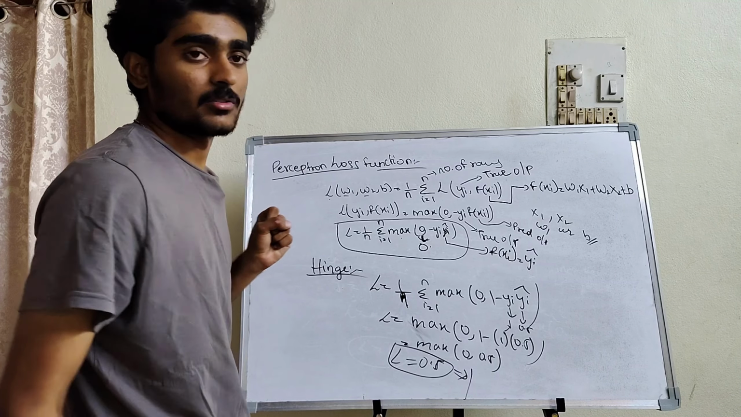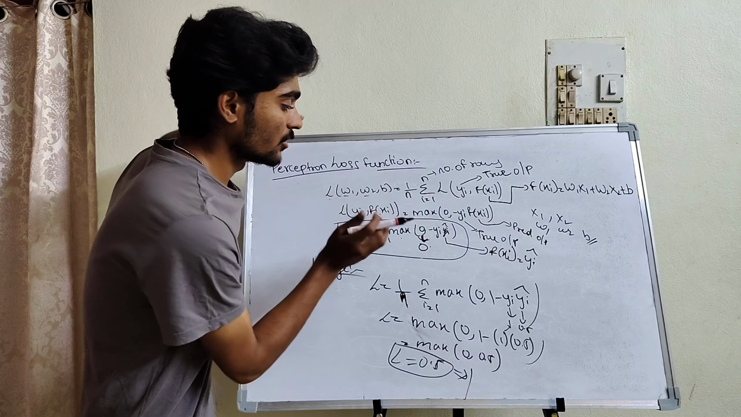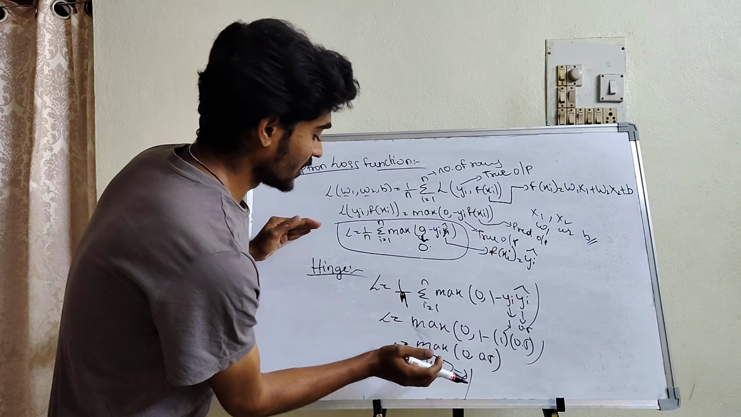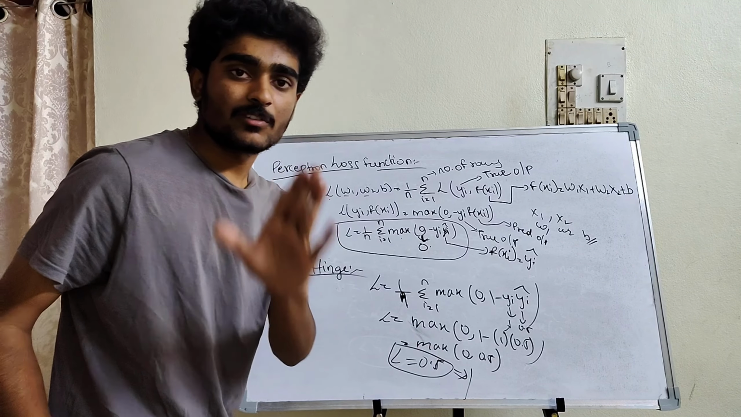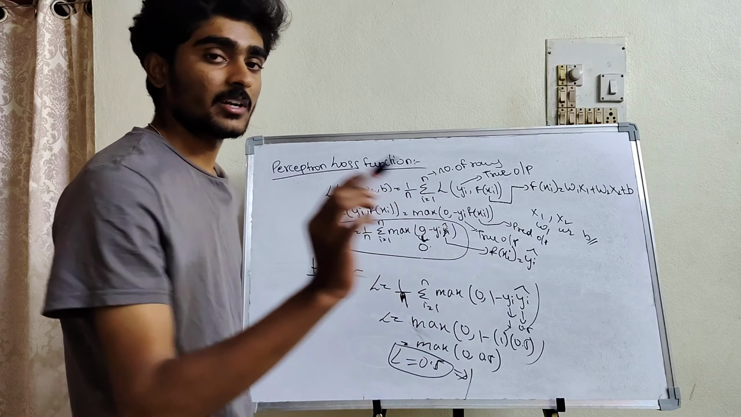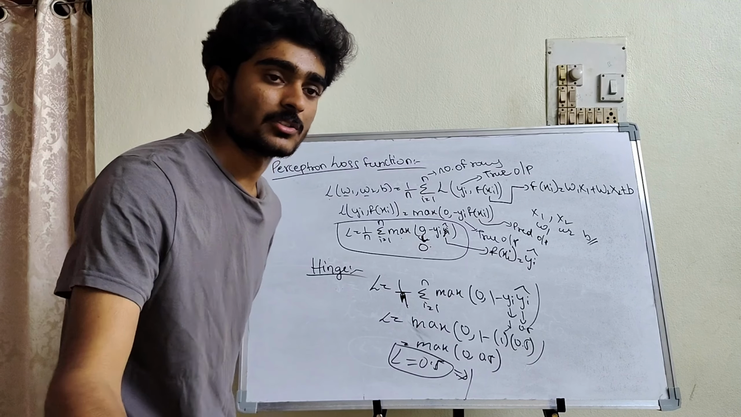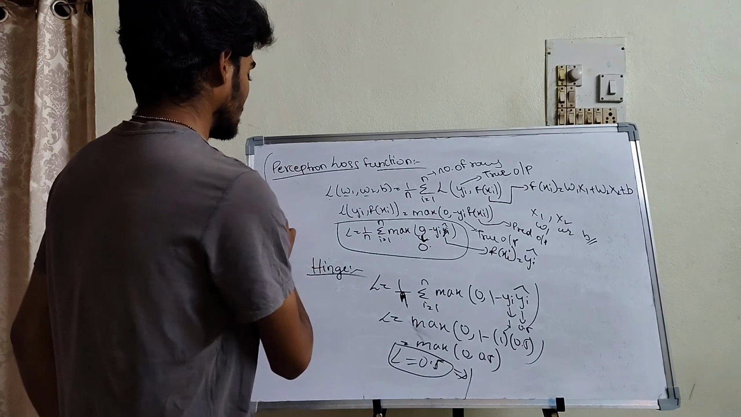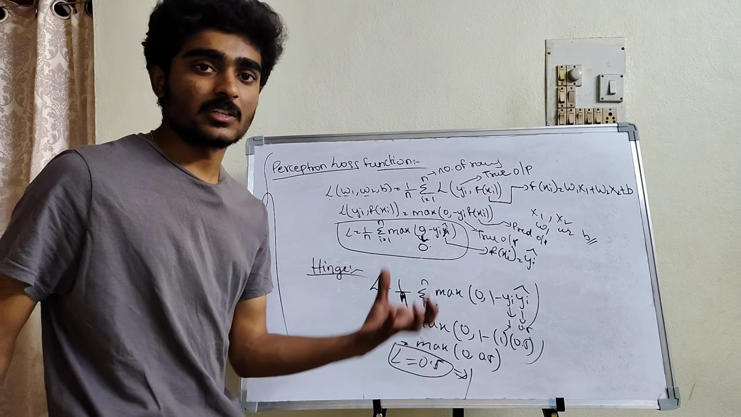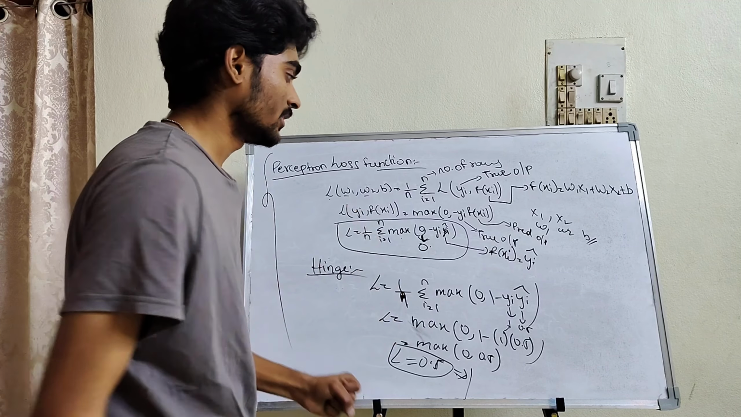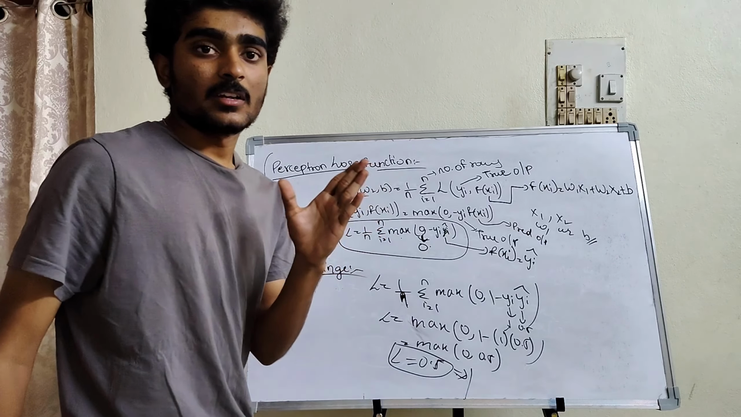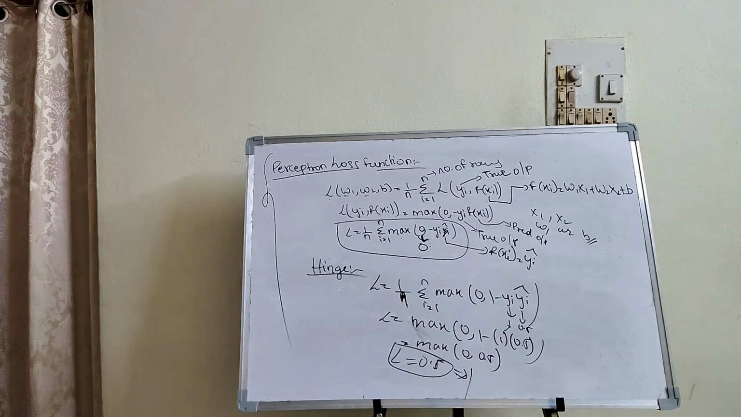In perceptron loss, for marginal values like 0 to 1, the loss fails, but for hinge loss, even for the marginal values, the loss is considered and helps in making confident predictions. These are the different types of loss functions that are used in a perceptron. Now let's see the next section of the video.